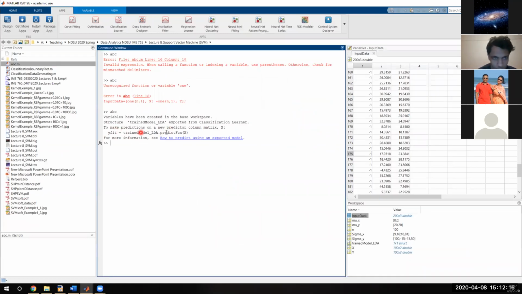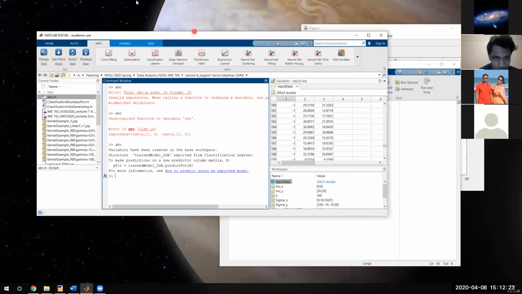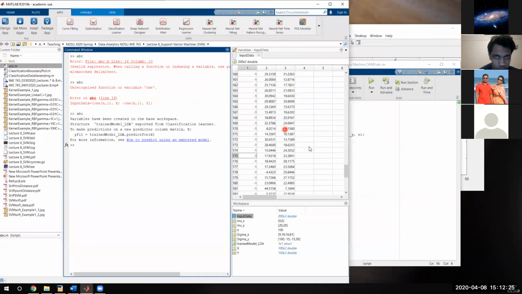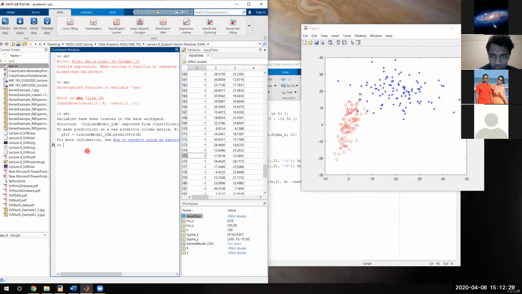Y fit equal to blah blah blah. That means if you wanna have a Y fit, just put a command like this way. It's gonna make the prediction for you. Let's play something to see whether it's really good or not. So the data is in this way, right? Let's do this.